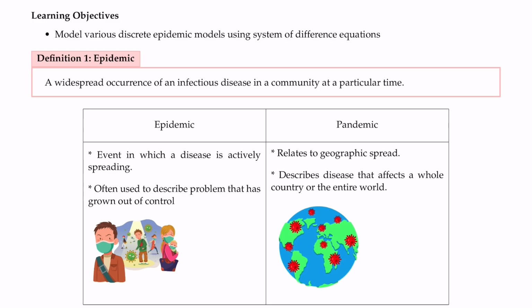One of the examples that we can always relate back to this particular topic is COVID-19, which is a very recent outbreak that at some point was actively spreading throughout the world, and it not only affected one country, it actually affected the entire world back in 2020 to 2021.